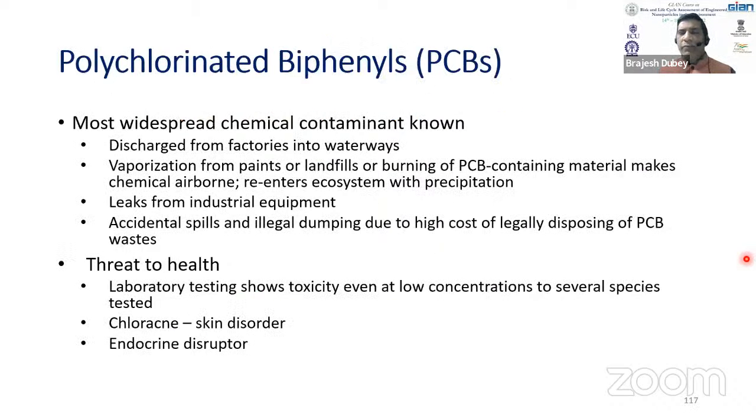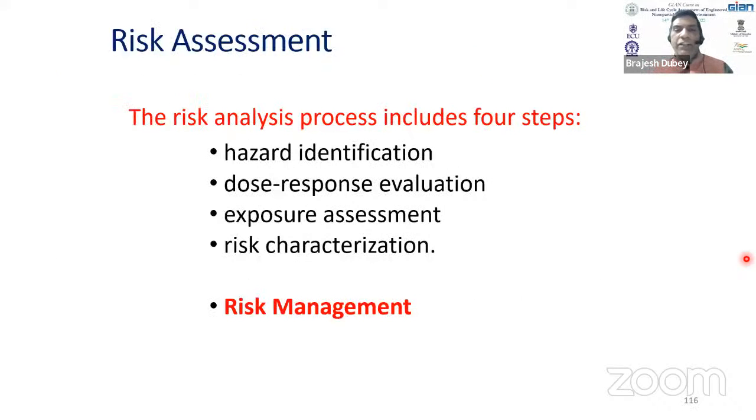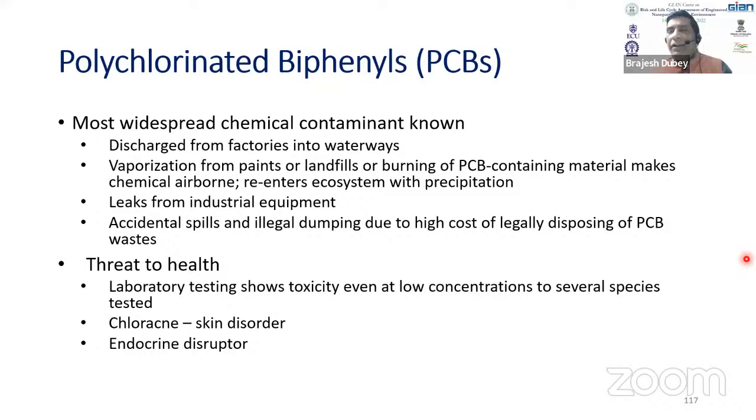Here is one example, PCBs, which is the most widespread chemical contaminant known, going from the factories into the waterways. It is a threat to human health and the environment, and can cause a skin disorder. It's an endocrine disruptor as well. If you have a water body contaminated with that, you have to follow these 4 steps. As a hazard identification, we have identified PCBs could be the problem. Then dose response evaluation: what is the concentration of PCBs there? What is the fate of PCBs in there?